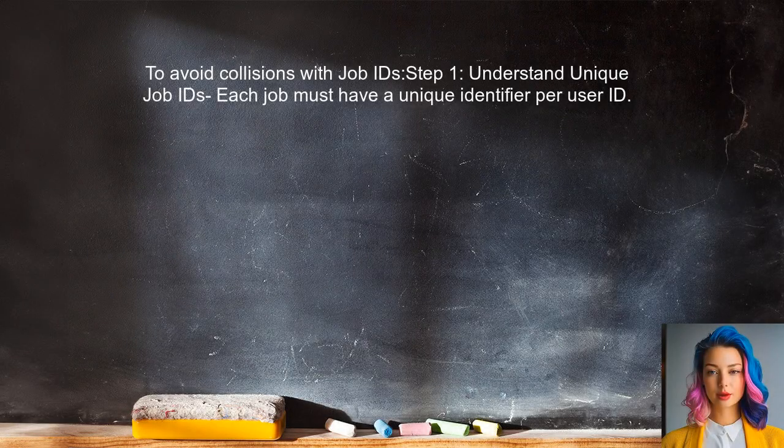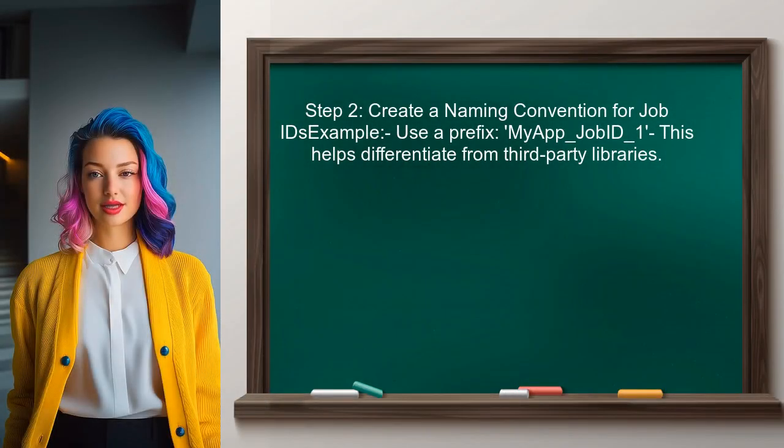To avoid collisions with job IDs when using a third-party library, the user should first understand the importance of unique job IDs. Each job scheduled must have a unique identifier within the same user ID. Next, the user can create a naming convention for their job IDs. This could involve prefixing the job ID with a unique string that identifies their application or module.